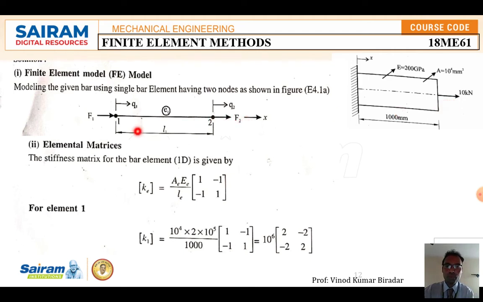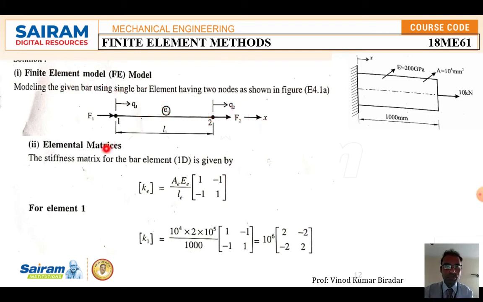Here we show F1, F2, and Q1, which is nothing but the displacement at node number 1, and Q2, the displacement at node number 2, and L is the length, with 2 nodes. And element number 1 here; since it is only one element, draw only one element. So this is the FEM model, that is the free body diagram. In this you have to show all the elements.